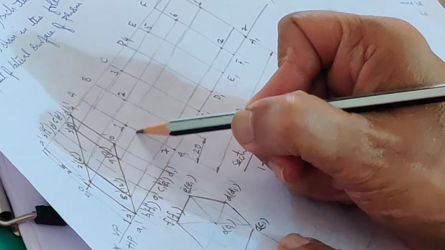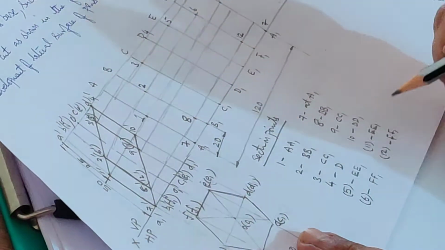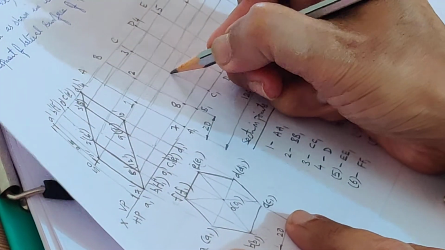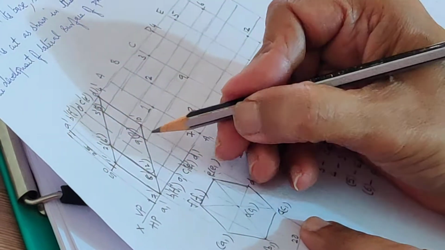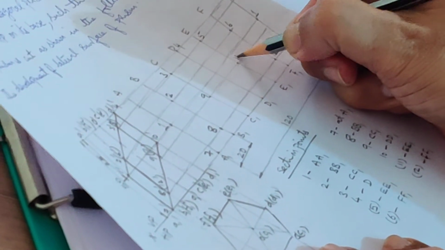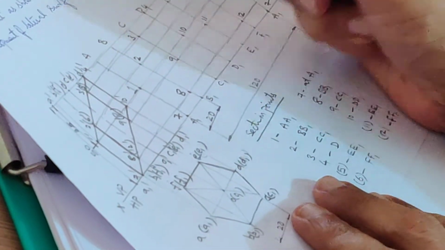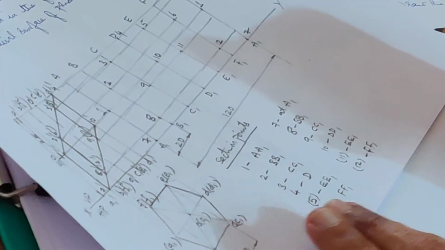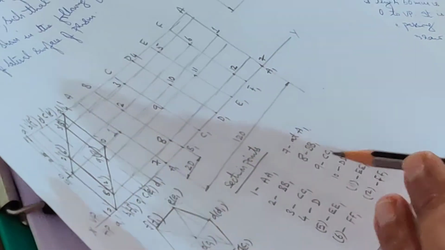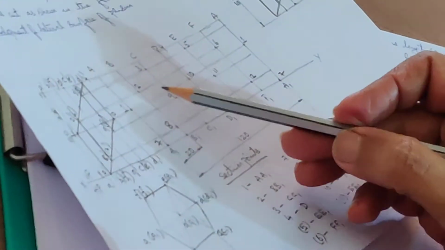Similarly 9 and 11. Where is 9? 9 is on CC1. This is 9. 11 is on EE1. Here you have 11. And finally 10. 10 is on DD1. Now this is a prism. It has got straight edges. So you can connect these points using straight lines.